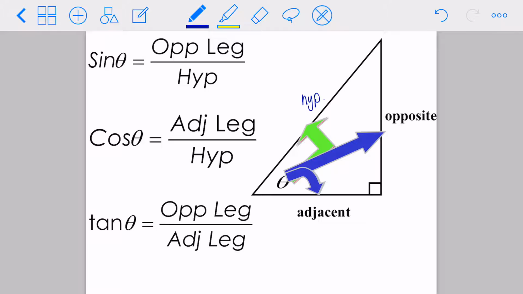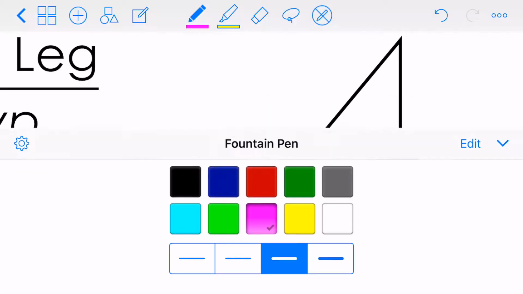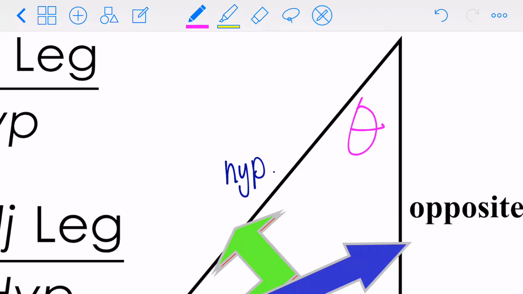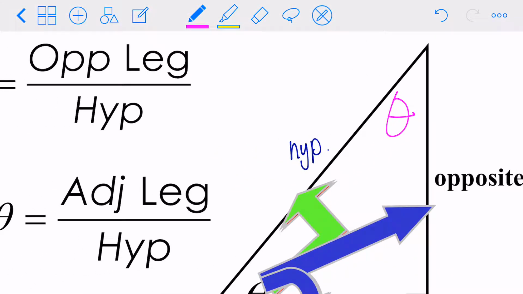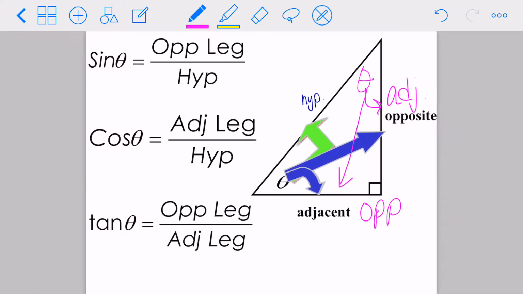So let's do another one. Let's say this becomes our theta. Therefore our perspective changes. So no longer is this going to be our adjacent, but it's going to be our opposite. And then right next to it, the one it touches, is going to be between my hypotenuse and my adjacent side. So remember, sine is opposite leg over hypotenuse, cosine is adjacent over hypotenuse, and tangent is opposite over adjacent.